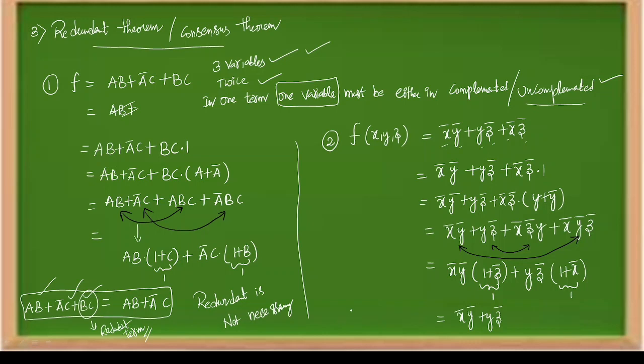This is according to the redundant theorem or consensus theorem. So I can write x complement y complement plus y z complement plus x complement z complement as x complement y complement plus y z complement. And this term is called the redundant term. The meaning of redundant is that it is not so necessary. That's why I can remove this and write directly. This is called the redundant theorem.